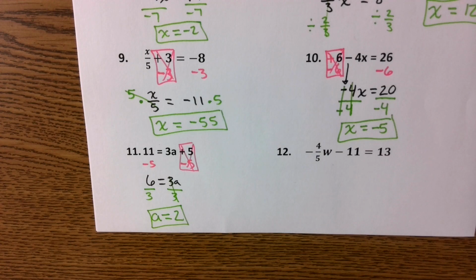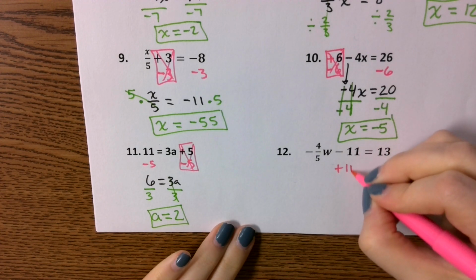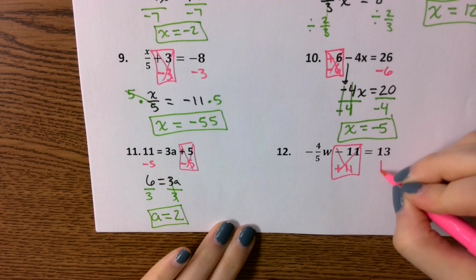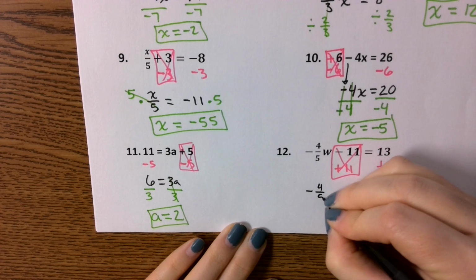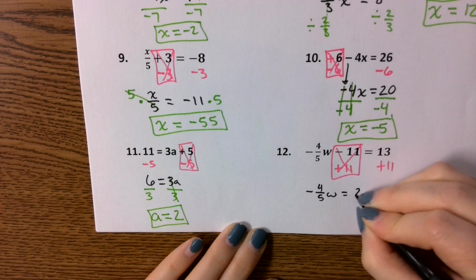Emma, what's our first step for problem number 12? Add 11. All right, so we now have negative 4/5 w is equal to 24.